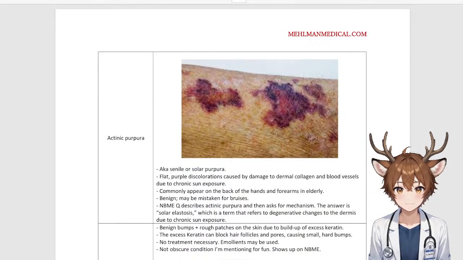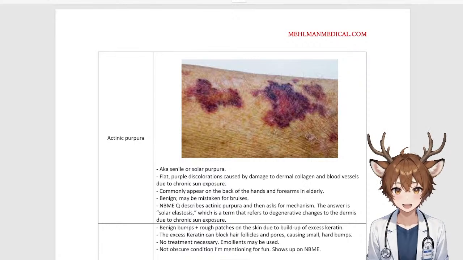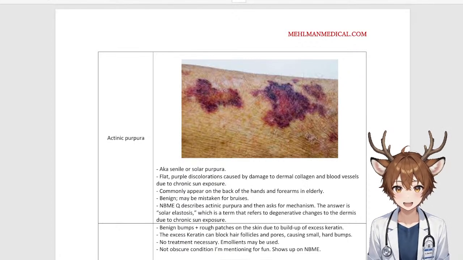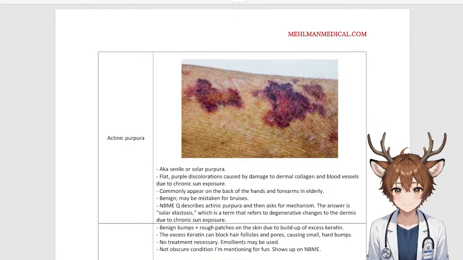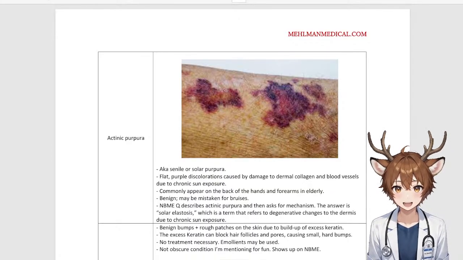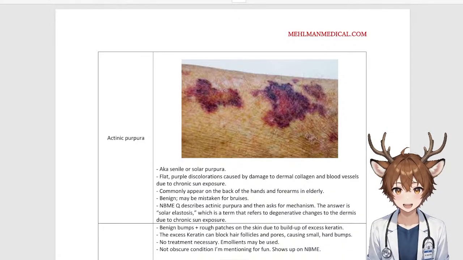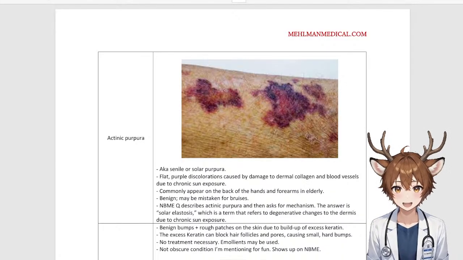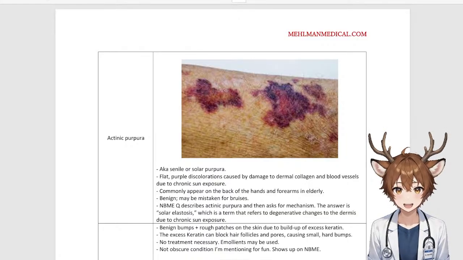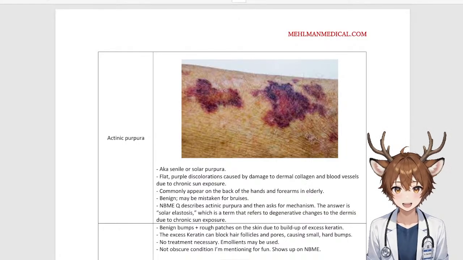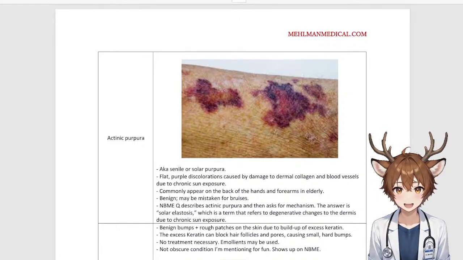Actinic purpura, aka senile or solar purpura, is flat purple discolorations caused by damage to dermal collagen and blood vessels due to chronic sun exposure, commonly appearing on the back of hands and forearms in the elderly. Benign, may be mistaken for bruises. An NBME question describes actinic purpura and then asks for mechanism. The answer is solar elastosis, which is a term that refers to degenerative changes to the dermis due to chronic sun exposure.